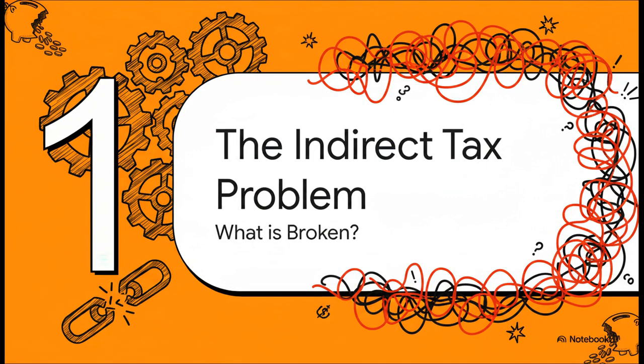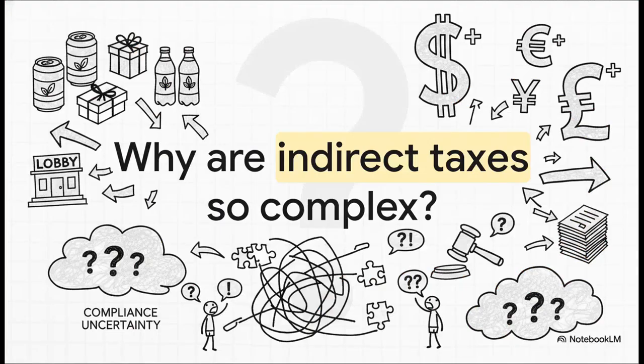All right, Section 1, the indirect tax problem. So we really have to start by asking ourselves why indirect taxes are famously such a nightmare to navigate. Well, according to the proposal, the key issue is that our modern systems suffer from massive structural deficiencies. It's wild, but tiny, seemingly insignificant tweaks to a product's branding, packaging, or presentation can trigger massive tax differences.